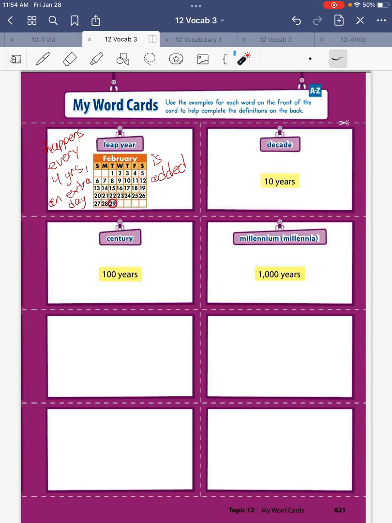The next one is decade. A decade is 10 years. So I can say, oh, it's been a decade. That's 10 years. The next one is century. Century is 100 years. And the last one, millennium, is 1,000 years. Okay, so those are our vocabulary words.